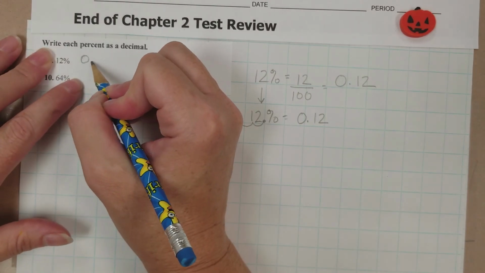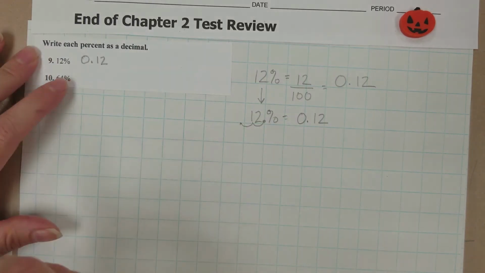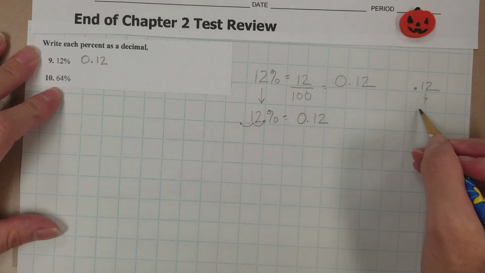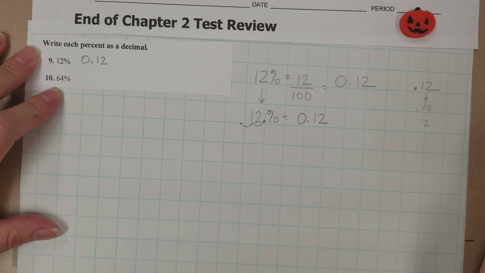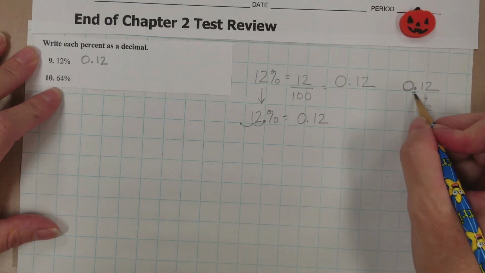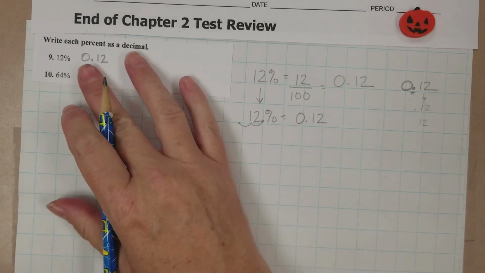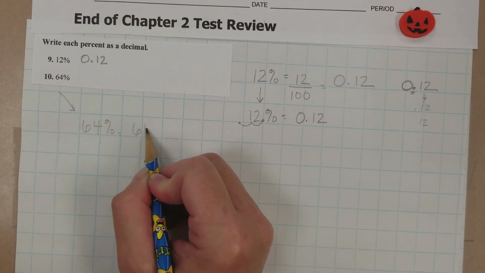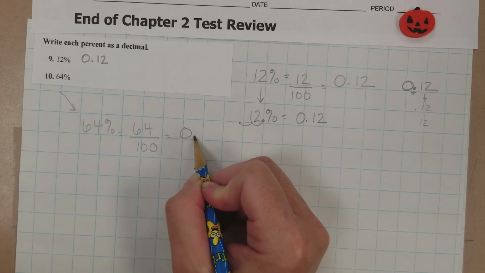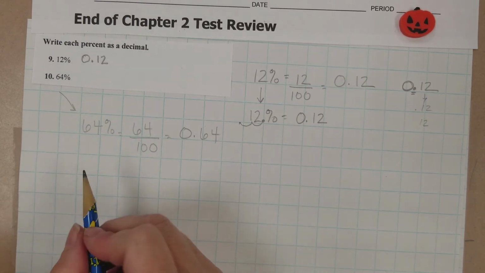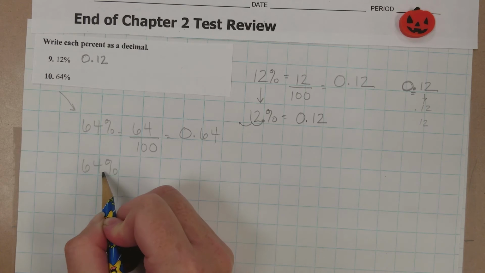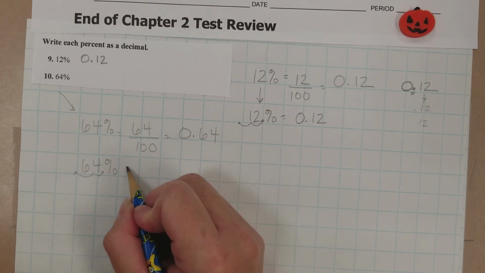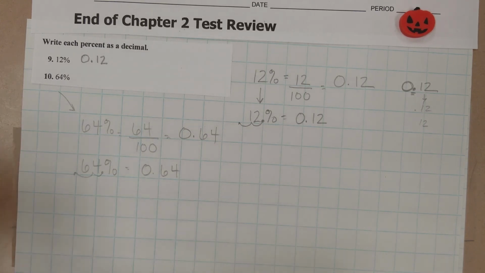We do like to include the 0 before the decimal point so that we don't lose this decimal point. If I were to just write .12 and I'm doing math, later on that might just look like this and then eventually just drop off completely. By putting a 0 in the front, it highlights that decimal point. All right, 64% equals 64 hundredths, 0.64. Again, I could write 64% with a decimal point after the 4 because it's a whole number, and move the decimal point 2 times to the left, which would be 0.64 or 64 hundredths.